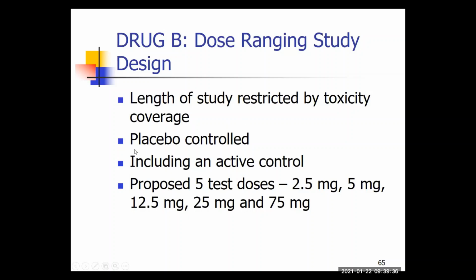So my next design is placebo-controlled. I use an active control also. By the way, when we're running this study, this indication is very easy to recruit. So I can use many dose groups, and I can use a larger total sample size. And the whole study will turn out to be very cheap. It doesn't take a whole lot of investments. So I got placebo control, active control, and I proposed 5 test doses: 2.5, 5, 12.5, 25, and 75.